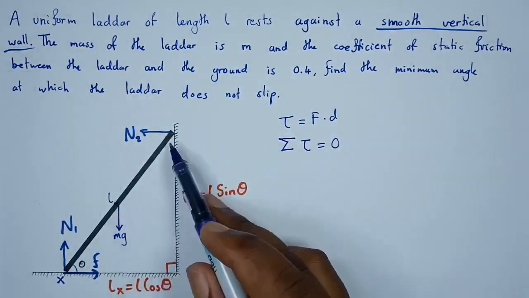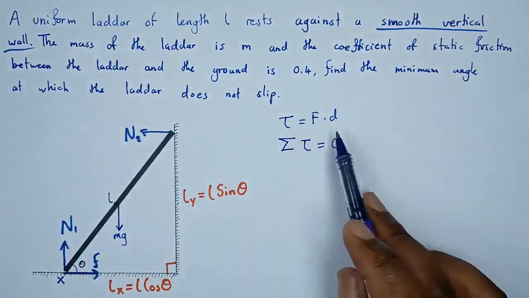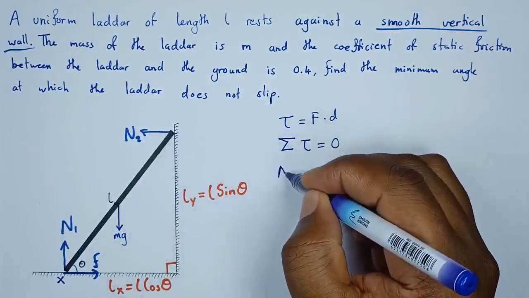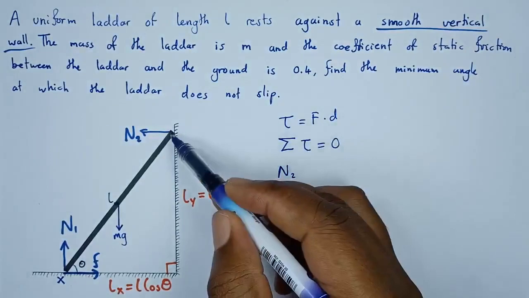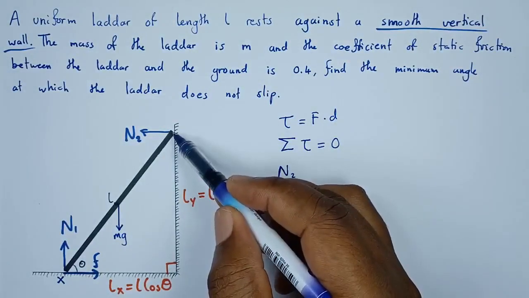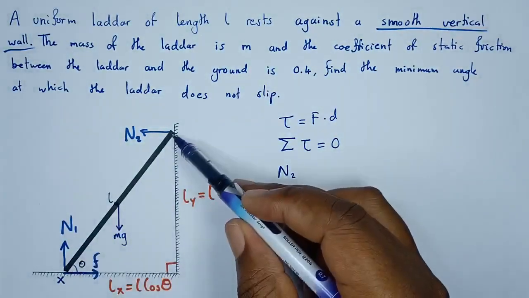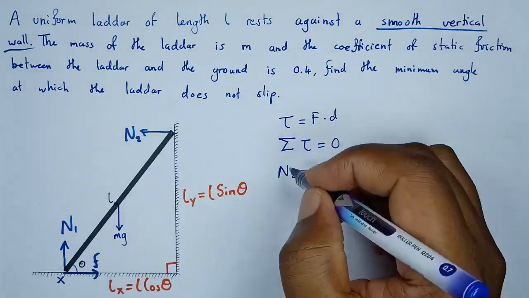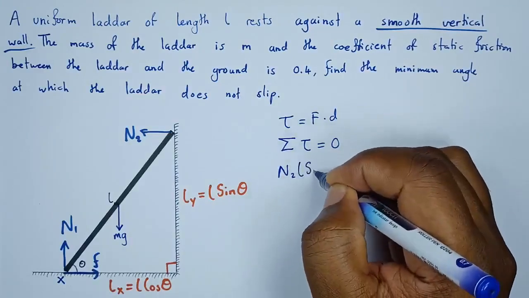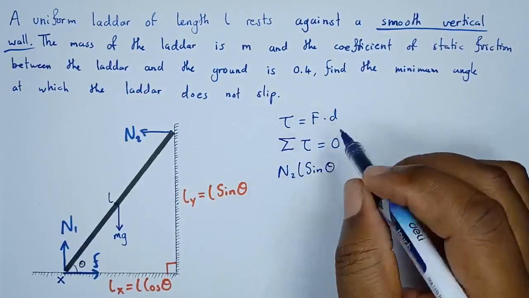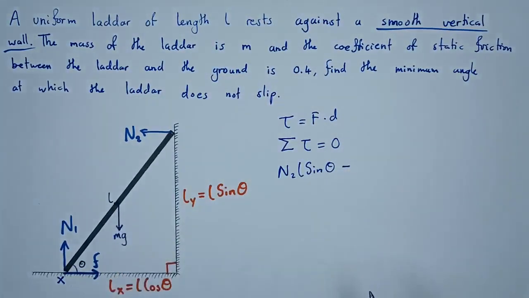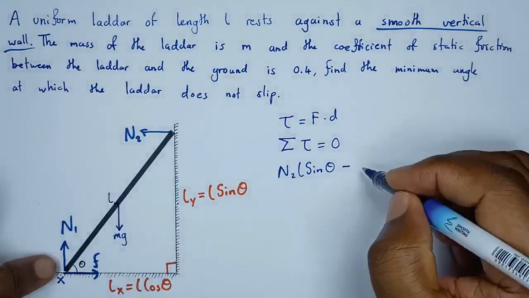So the torque at this point, let's start at this point. Remember, it's force times distance. So the torque at this point is the force N2. Now, what is the distance? Remember, the distance has to be the perpendicular distance. So we can't use the distance L. We're going to use the distance which is perpendicular. And that distance which is perpendicular is L sine theta. Now, this is anti-clockwise, hence it's positive. Now, this is clockwise, hence it's negative. So the force at this point is mg.